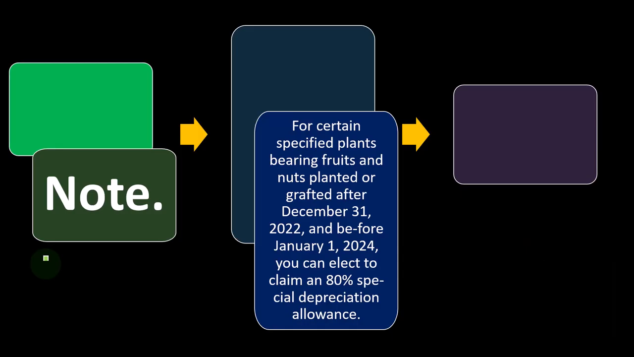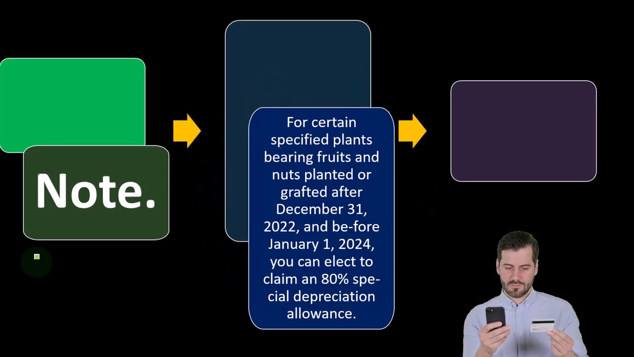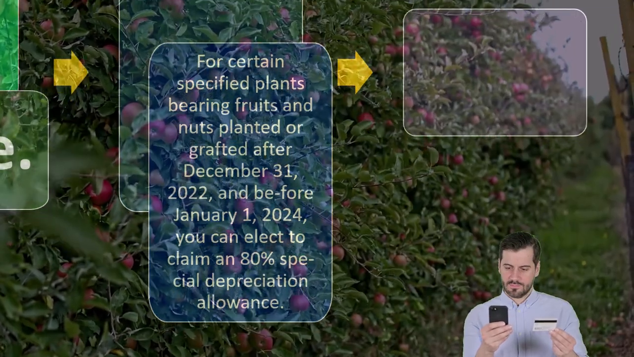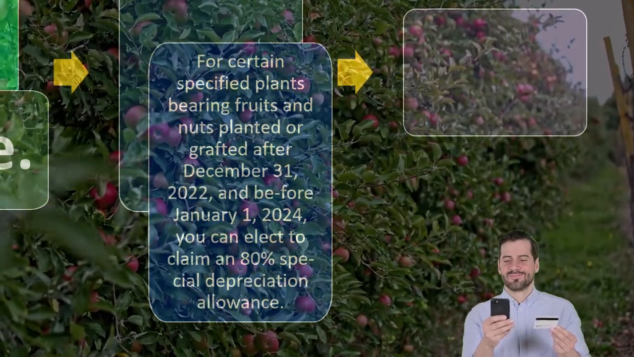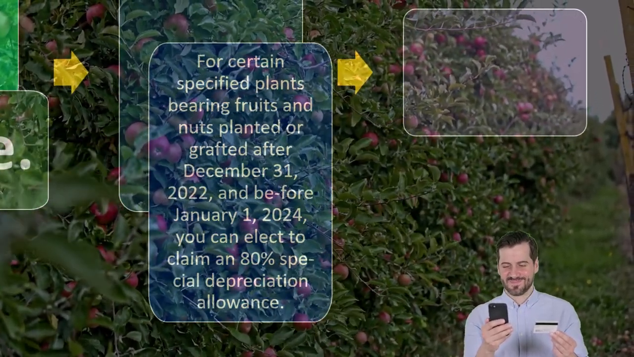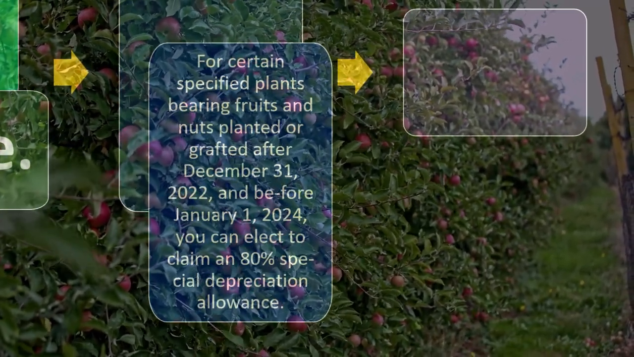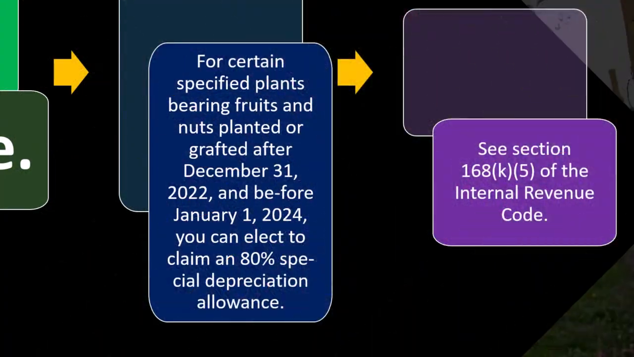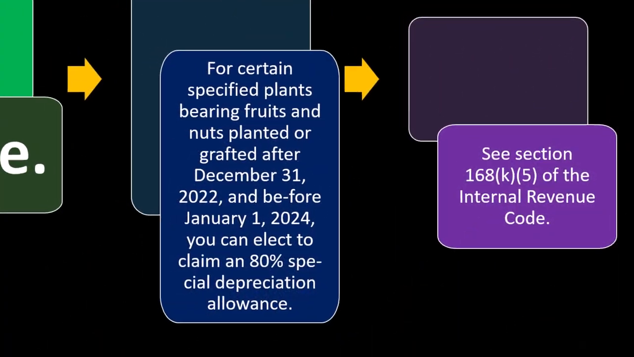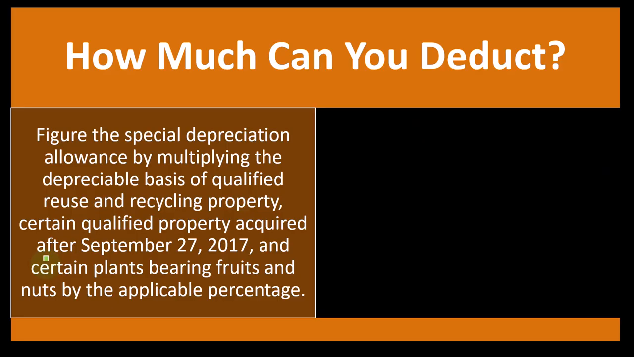So again, that to me is more of a specialty type of situation. I haven't dealt with taxpayers as much with that situation with the planting, but it might be applicable to a lot of people. In any case, note, for certain specified plants bearing fruits and nuts planted or grafted after December 31st, 2022 and before January 1st, 2024, you can elect to claim an 80% special depreciation allowance. See section 168(k)(5) of the Internal Revenue Code for more detail.